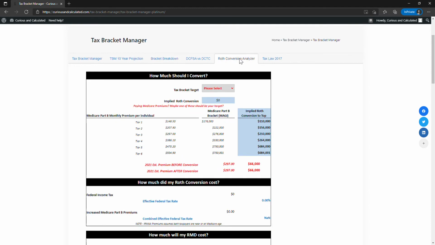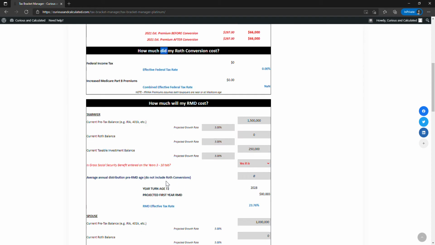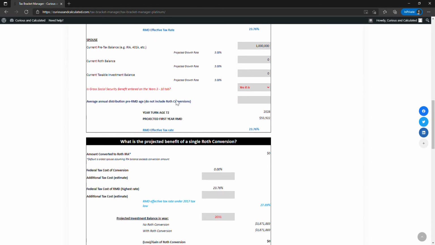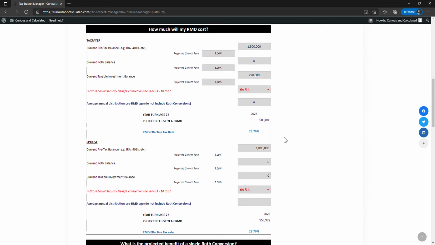So next, to go to the Roth Conversion Analyzer tab, we have the section of how much should I convert, how much did my Roth conversion cost, how much will my RMD cost, and then what is the projected benefit of doing a single Roth conversion. So in the how much will my RMD cost, this section becomes important because in Roth conversion planning, you need to have your benchmark. Because if you're going to convert to a Roth IRA, you need to convert it at a lower tax rate now to avoid paying a higher tax rate later.